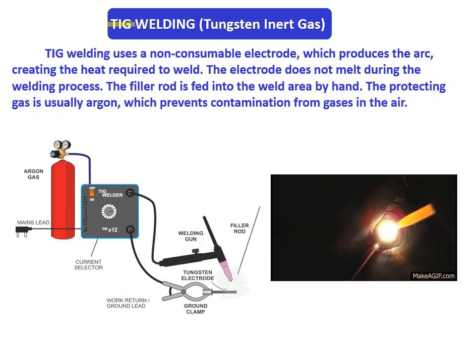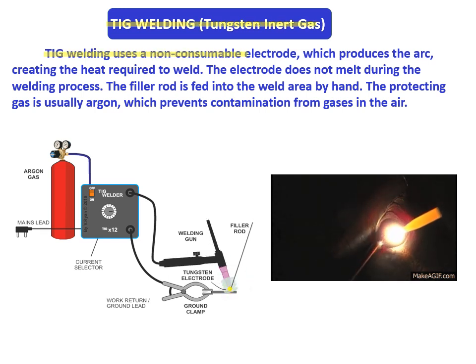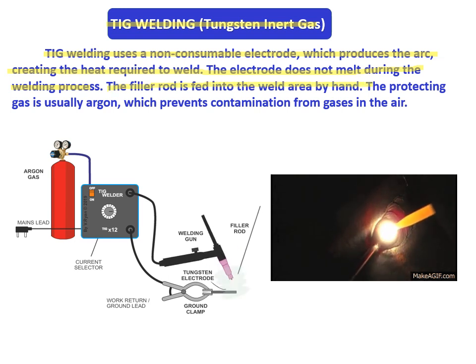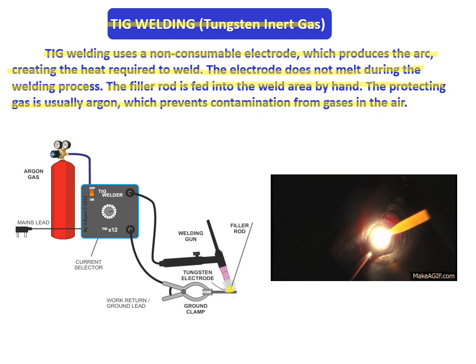Next is TIG welding, tungsten inert gas. TIG welding uses a non-consumable electrode which produces the arc, creating the heat required to weld. The electrode does not melt during the welding process. The filler rod is fed into the weld area by hand. The protecting gas is usually argon, which prevents contamination from gases in the air.